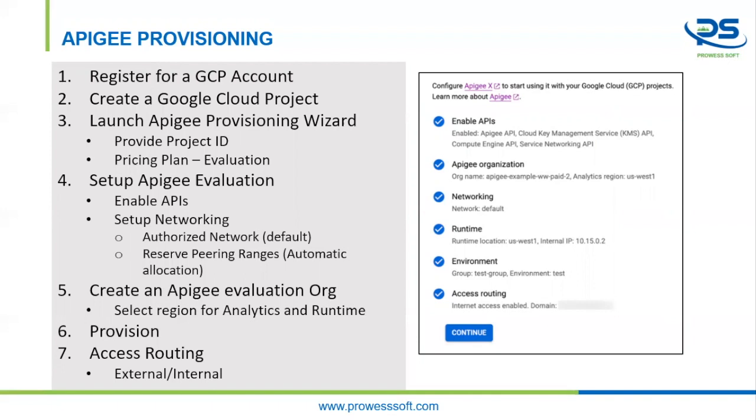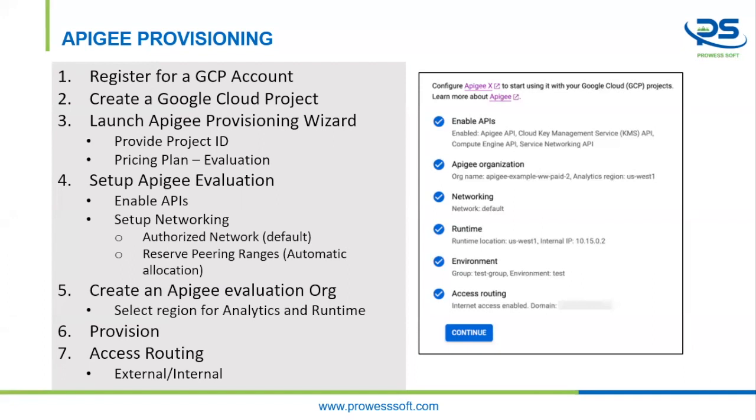You could use the default networks that are prepared for you when you provision your GCP account, or you could create a custom network. In our case, we are going to use the default one. Also, there is an option of reserving peer ranges for your VMs, or you could also use automatic allocation, which will work just fine for our case. After that, you would create an Apigee evaluation org and also select the regions under which you want to provision for your analytics and runtime.